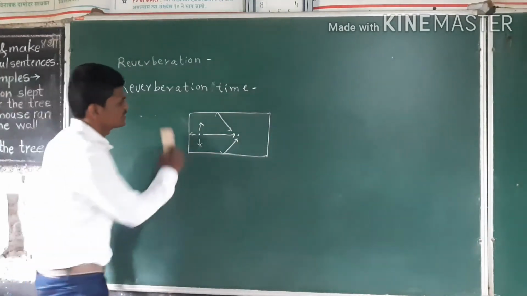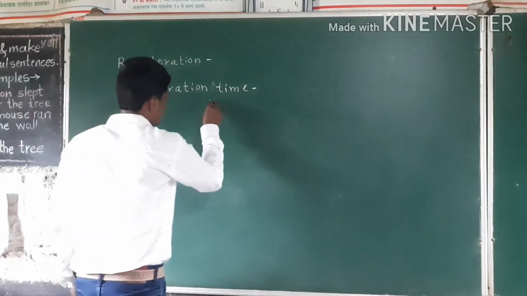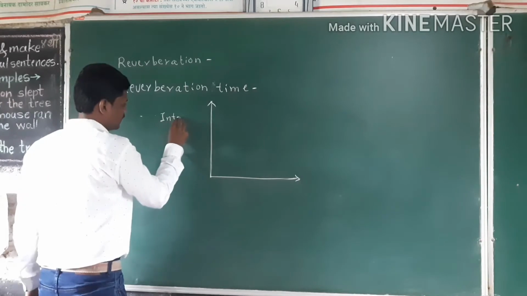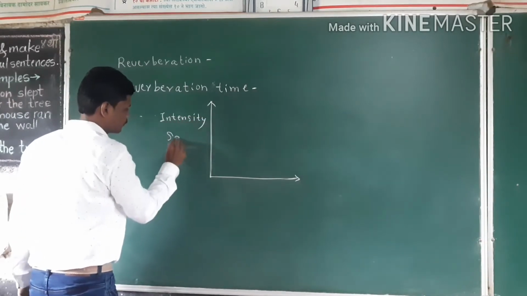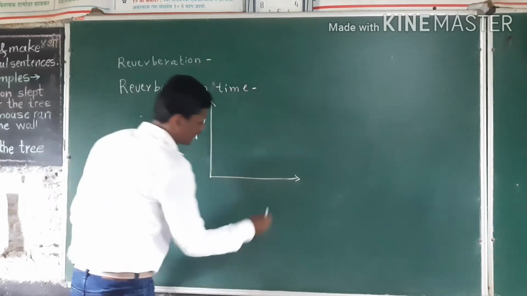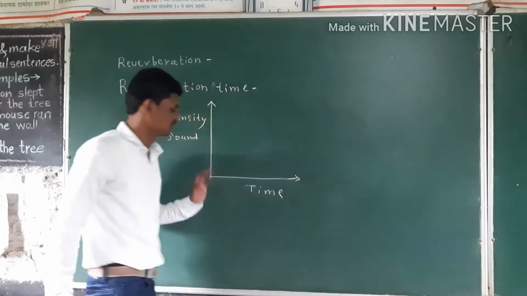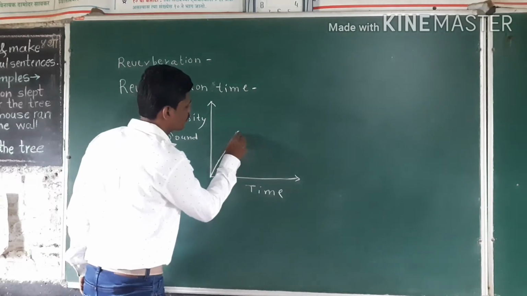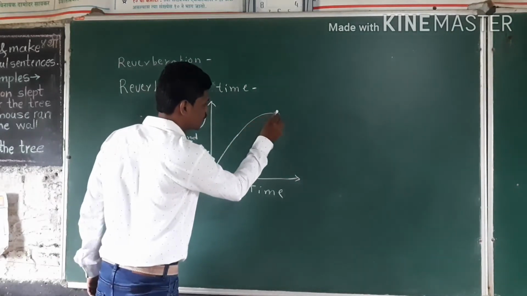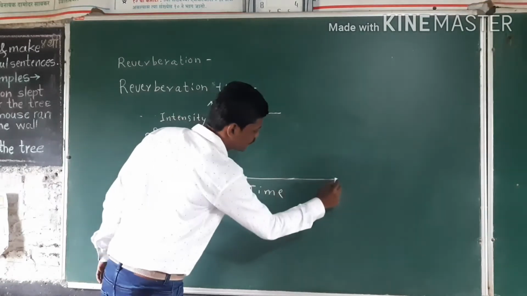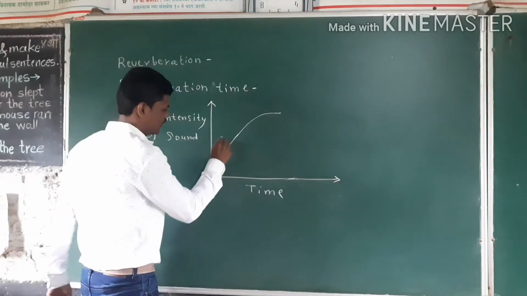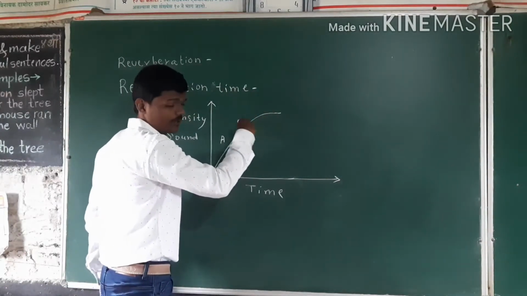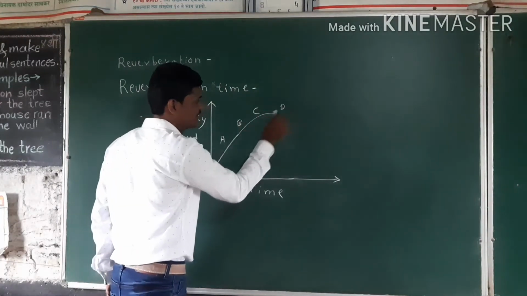Now consider this graph where we have plotted intensity of sound and time. So what happens when the sound source starts generating sound? Initially it increases over time rapidly and then it saturates here. So we can give points here. A, B, it is increasing very rapidly. Then due to reflections, it is coming to saturation. So here is C, here it is saturation.